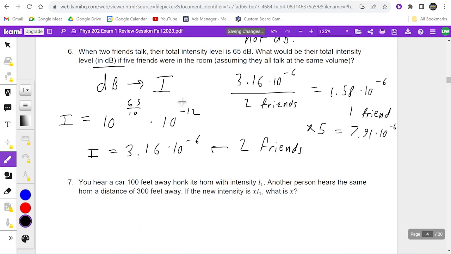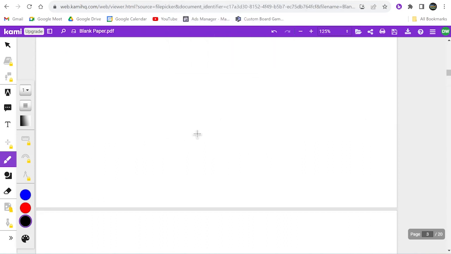So now we got to convert our answer back to decibels. And we had to do it this way. We had to go to intensity first, then go back to decibels. There's no shortcut here, I promise. So here's what I'm going to say.